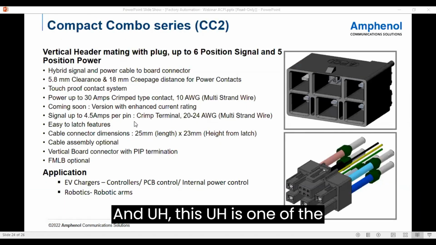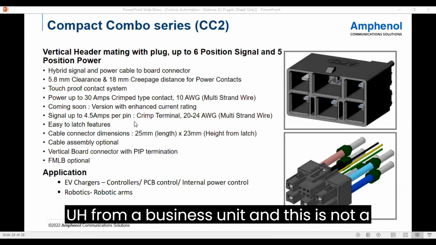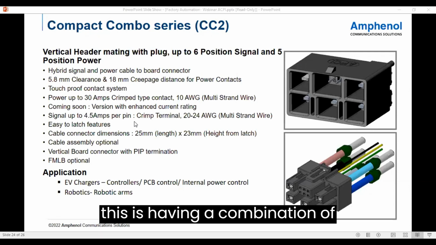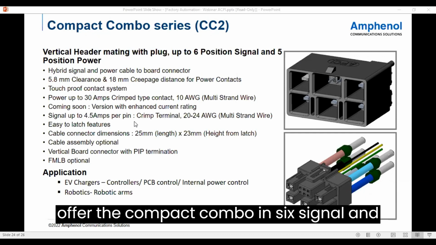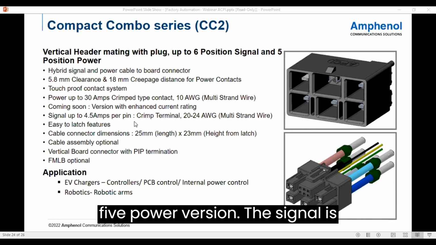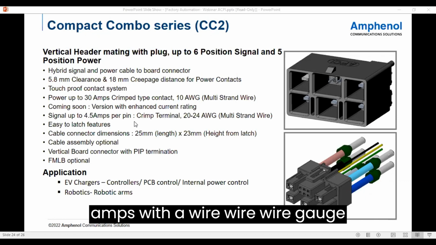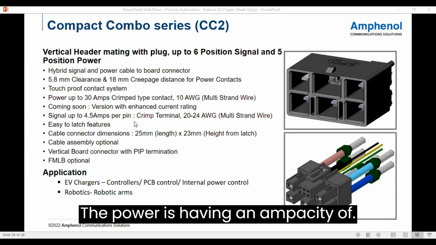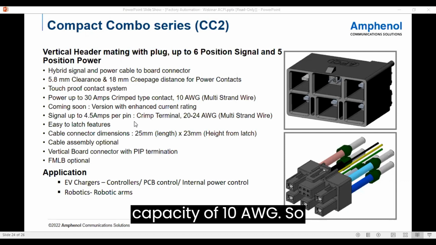And this is one of the recent connectors we have launched from our business unit, the compact combo. As the name suggests, it has a combination of both signal and power. Currently, we offer the compact combo in 6 signal and 5 power versions. The signal has a current carrying capacity of 4.5 amps with a wire gauge of 24 AWG, and the power has an ampacity of 32 amps with a wire gauge capacity of 10 AWG.